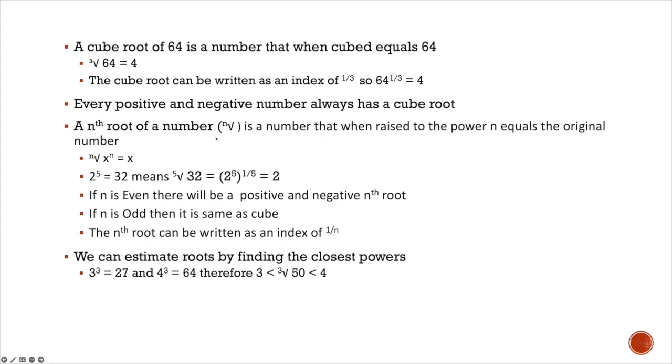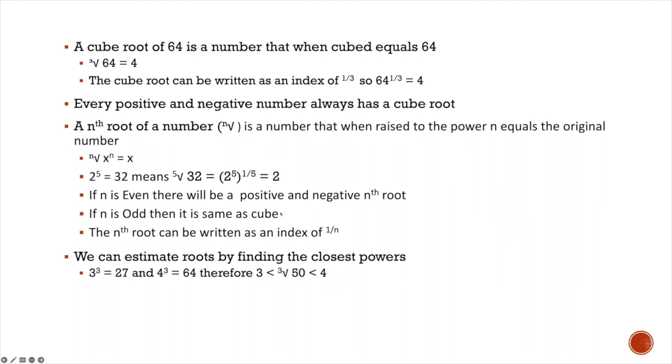The nth root of a number is a number that when raised to the power n equals the original number. The nth root of x to the power n, we can write as x to the power n times 1 over n, then the n's cancel, and the answer is x. 2 to the power 5 is 32. The fifth root of 32 equals 2 to the power 5 into 1/5. So the 5s cancel, then the answer is 2, the original number.